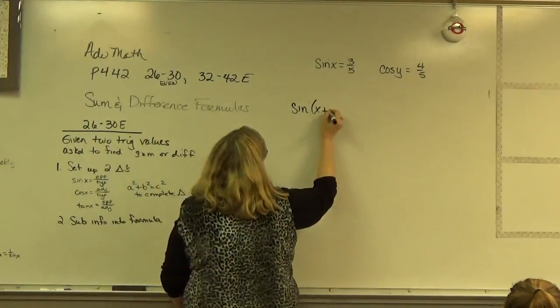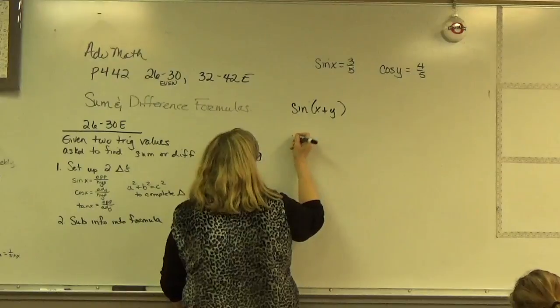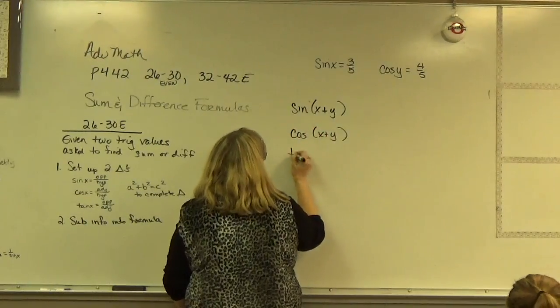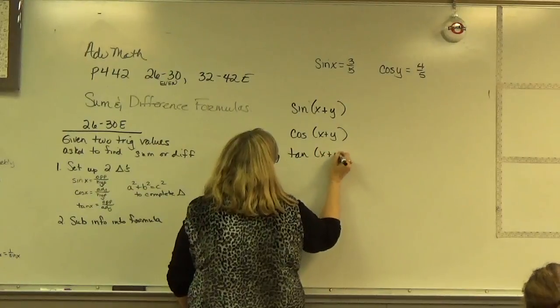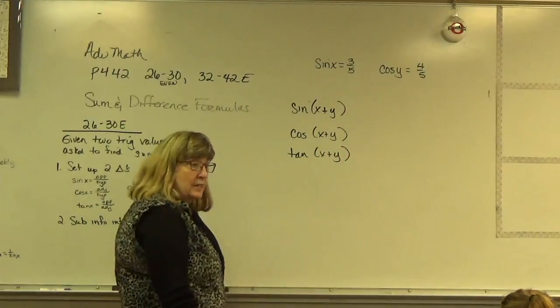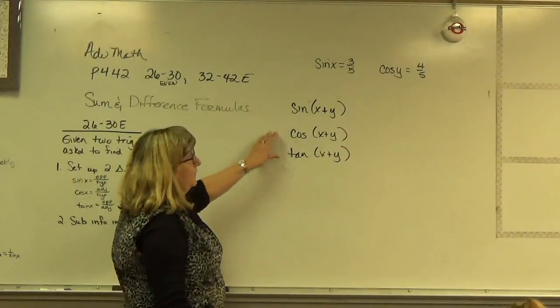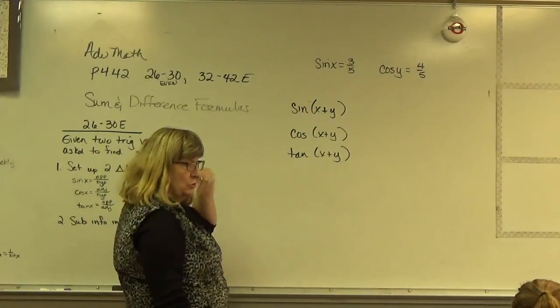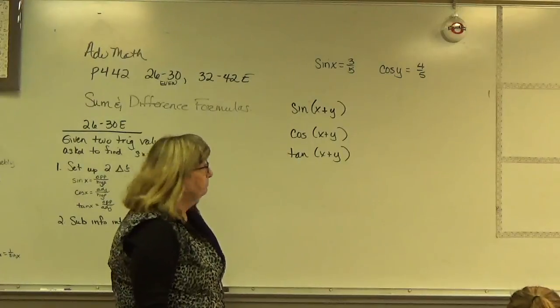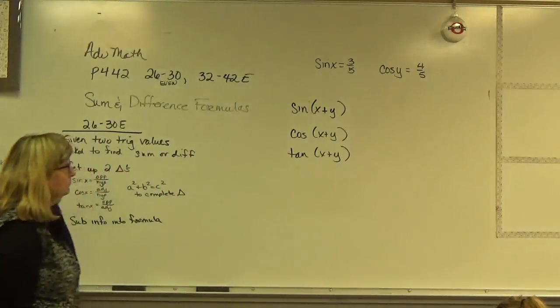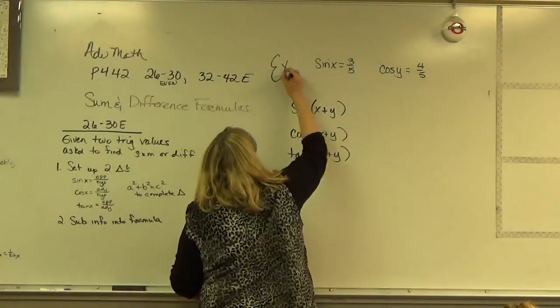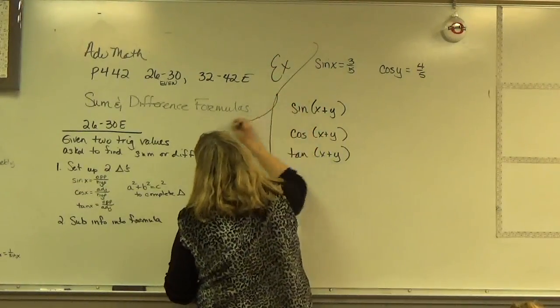So in my example, I want you to find the sine of x plus y. I want you to find the cosine of x plus y. And I want you to find the tangent of x plus y. Normally, in your book assignment, it's going to say find one of these. Okay, did everybody see what I'm saying? We're just doing multiple so that we get to practice it. So this is the example for this.